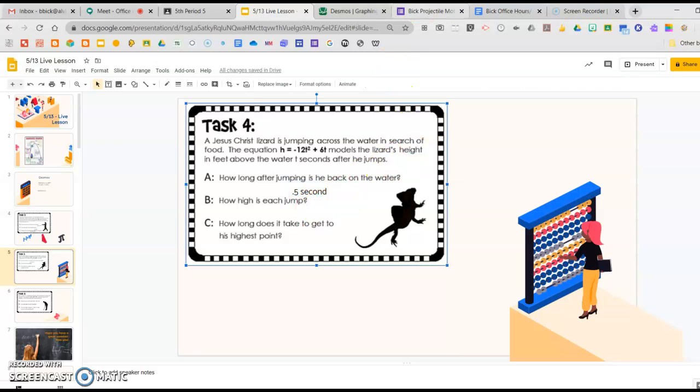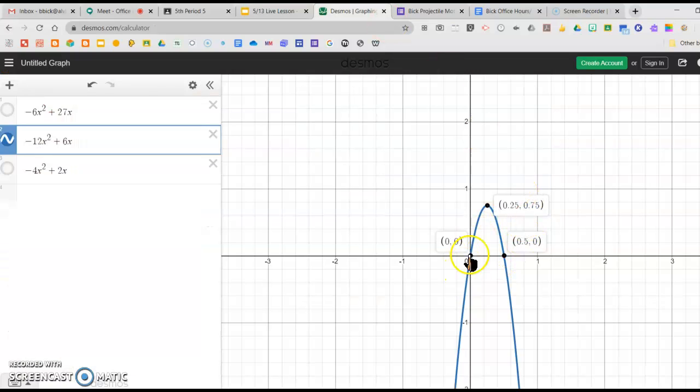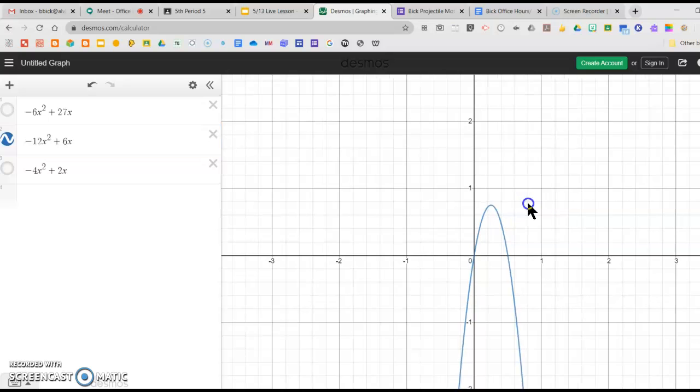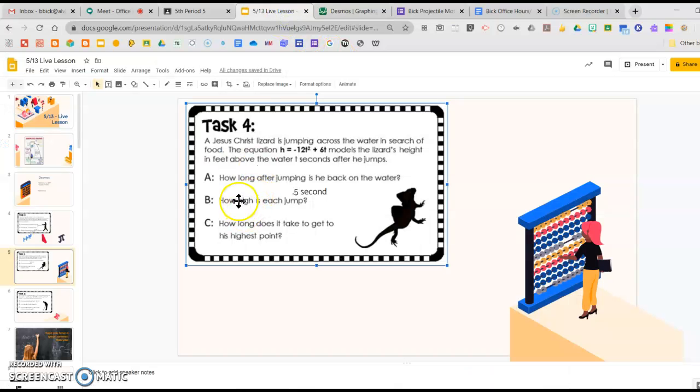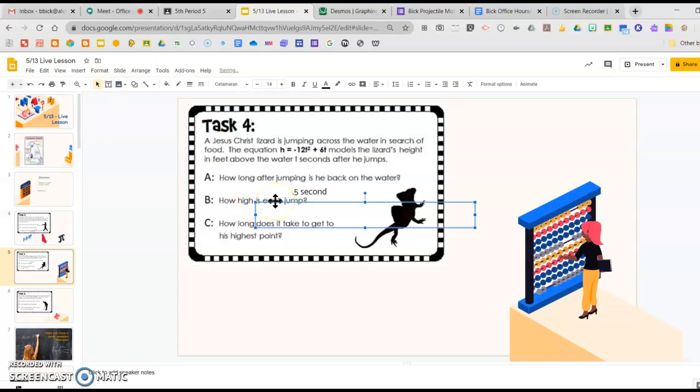How high is each jump? Looking here, what is his highest y value, which is the 0.75, because that's the height. Remember, the x value is time, and that's 0.25. So the 0.75, or 3/4 feet, is what our b answer is going to be.